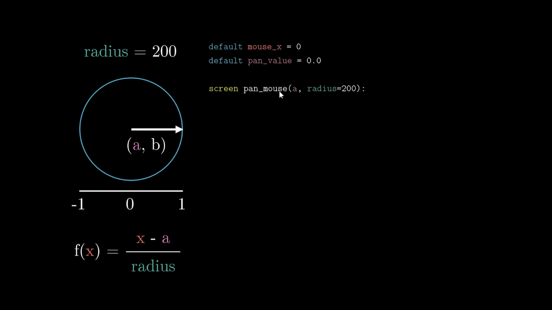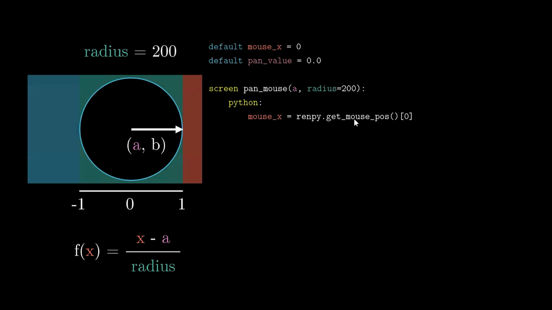We define our screen, which is pan_mouse, which has two parameters: the radius of the circle and the x center of the circle. In it, we get our mouse x position. And to determine the pan value, we can divide this into three sections: the left side of the circle area, the circle area, and the right side of the circle.